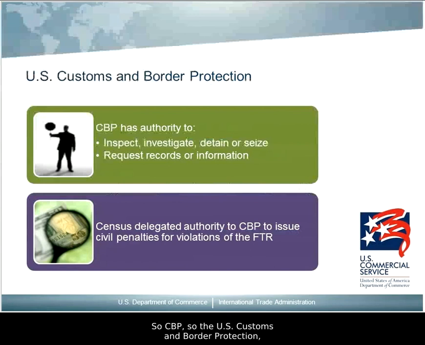So CBP, or U.S. Customs and Border Protection, has the authority to inspect, investigate, detain, etc., shipments, request records, and then also, as I mentioned a moment ago, they are the U.S. government agency that has the authority to issue civil penalties for violations against the Census regulations or the foreign trade regulations.